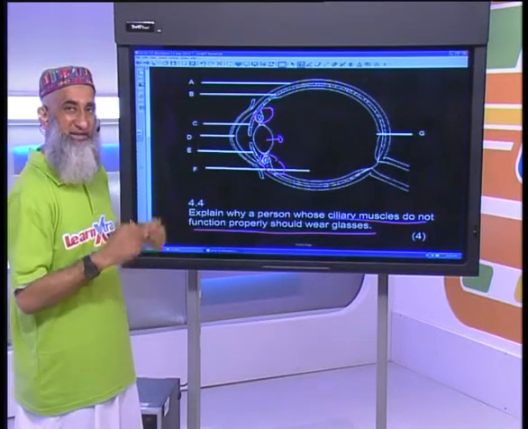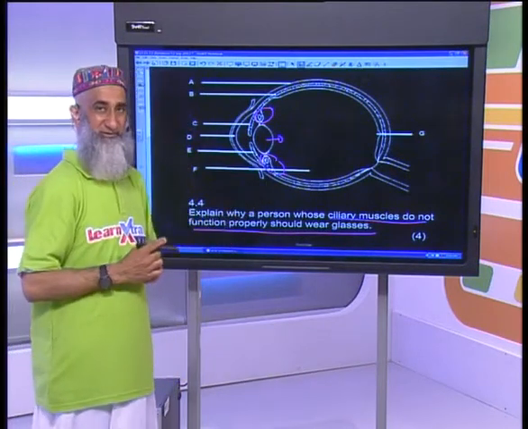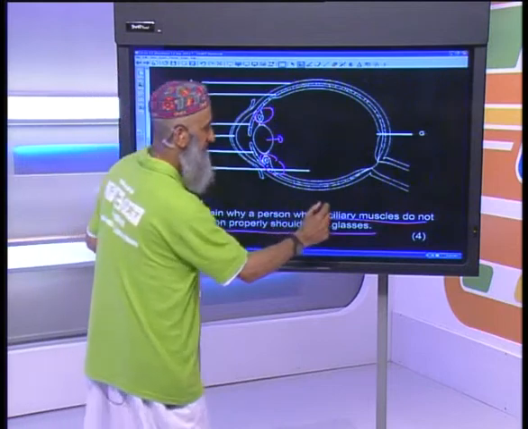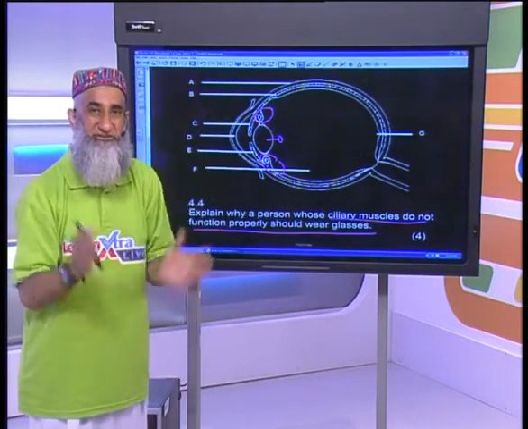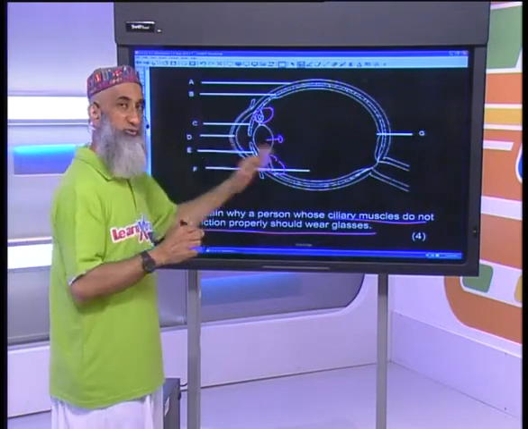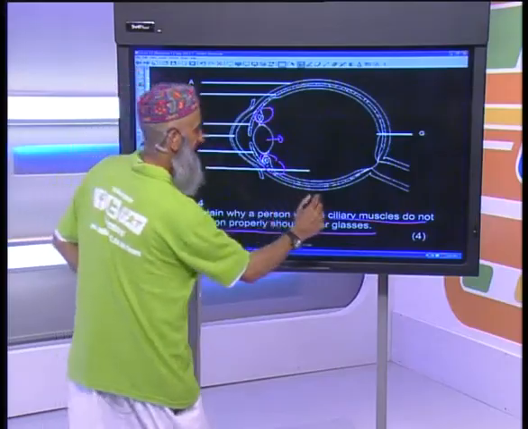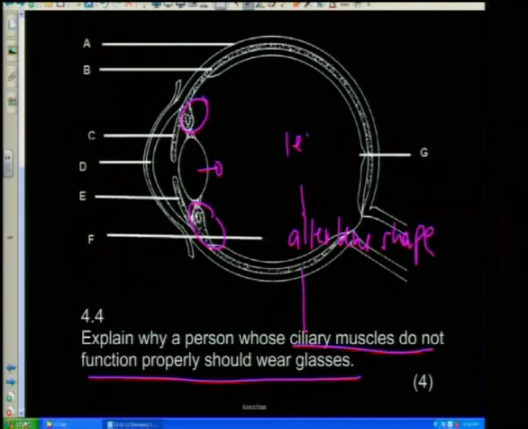And what causes the lens shape to change? The ciliary muscles and the suspensory ligaments. So if the ciliary muscles are not functioning, then the lens will not be able to alter its shape. And if the lens cannot alter its shape, we would not be able to focus. So ciliary muscles alter lens shape. So if it's not there, lens no alter.